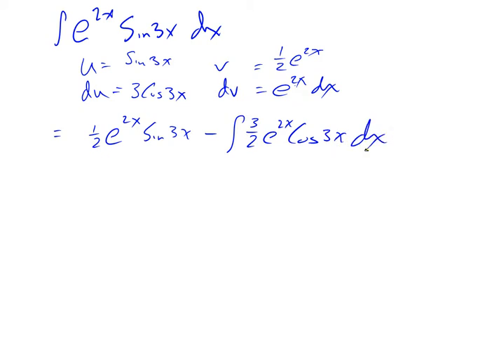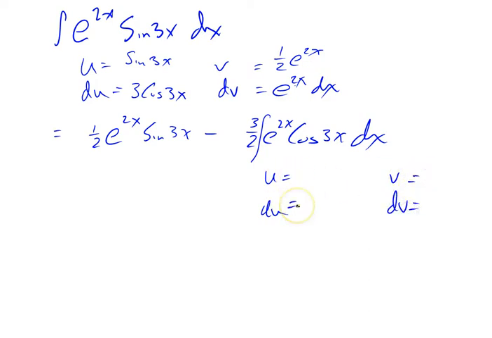Okay. Now, like we said before, this is different than the integral we started with, but not necessarily any better. So I'm going to do integration by parts again. I'll pull the 3/2 out in front. So actually, let's just do that now. There we go. So I'm going to do a u du v dv.